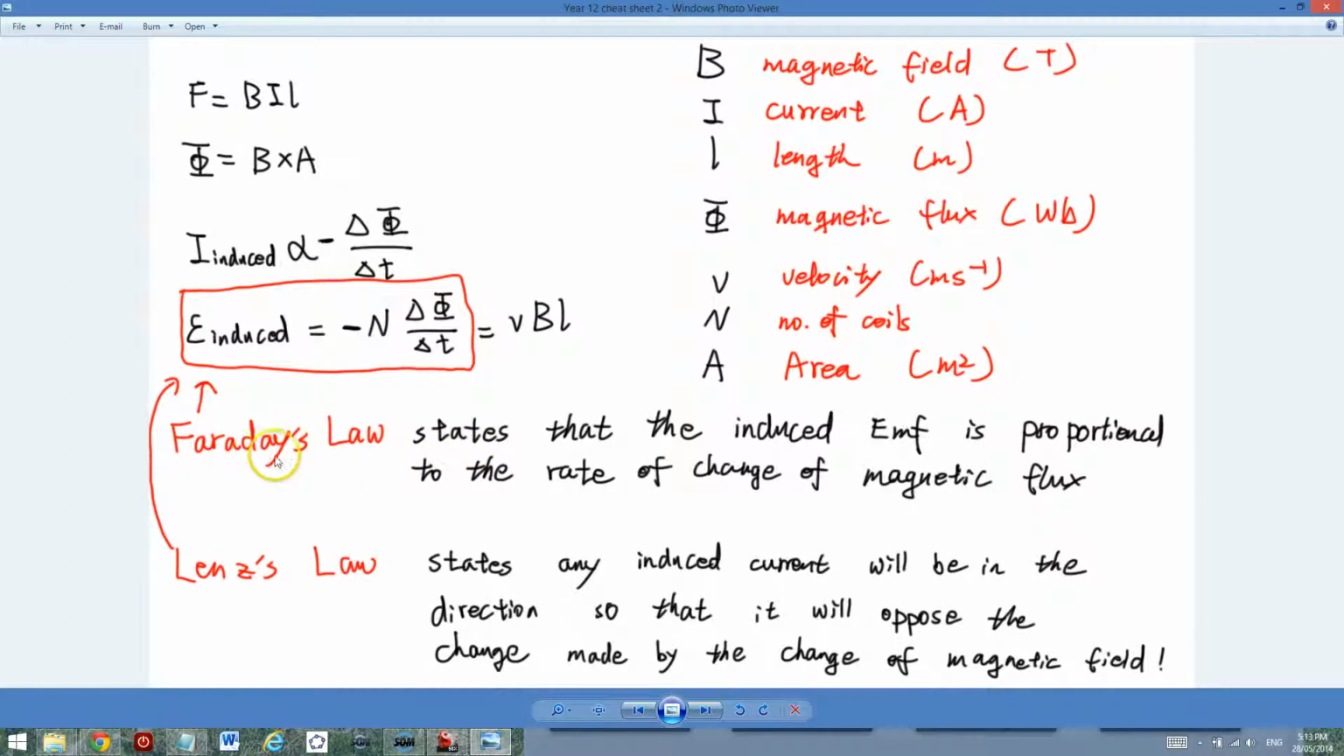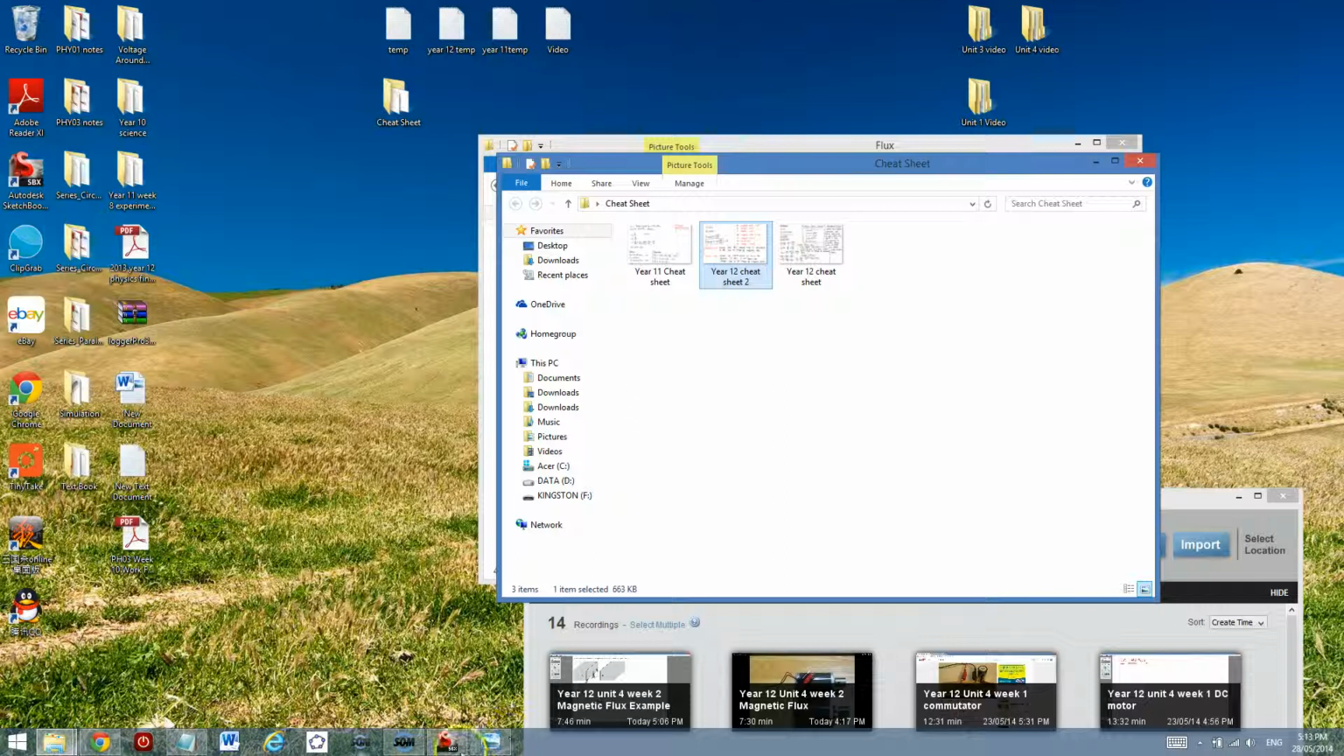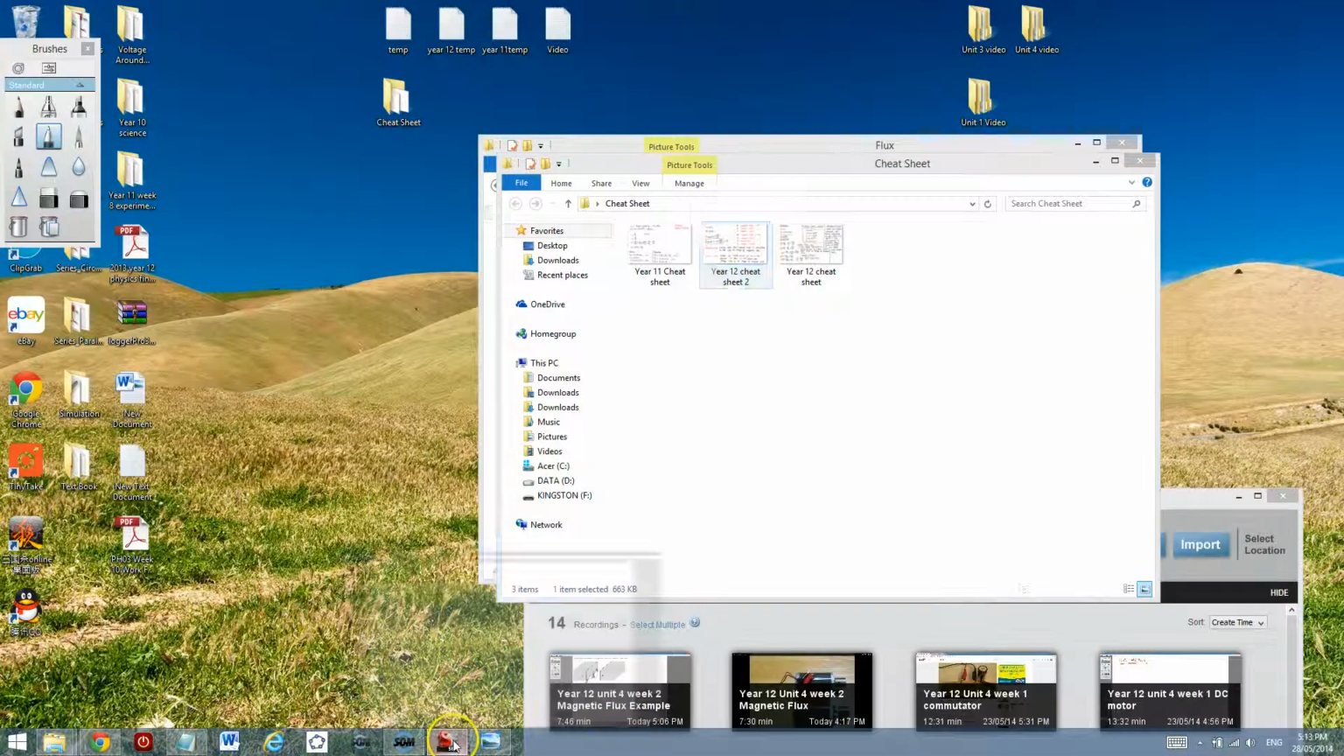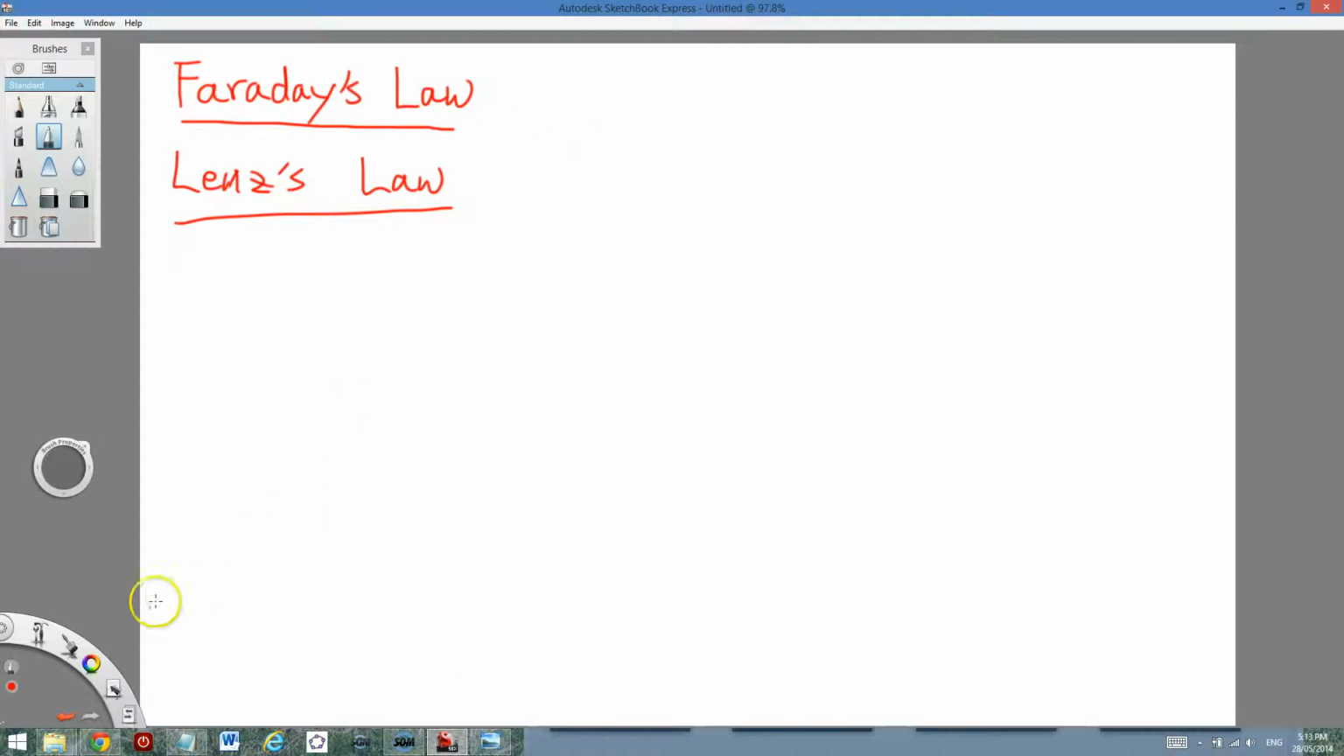What Faraday discovered is that the induced EMF, understand it as short for voltage, is proportional to the rate of change of magnetic flux. That's basically the most important discovery of mankind, and this discovery leads to the industrial revolutions.